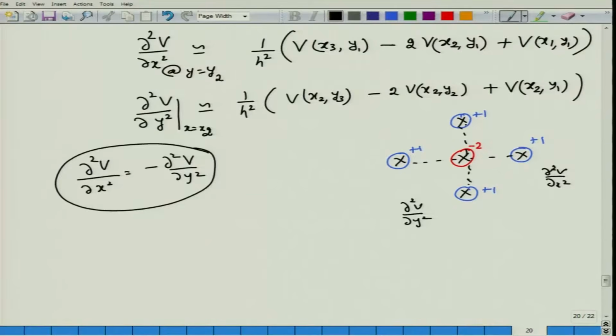So this is where I am going with this one, so I get x2 y3 and x2 y2 and x2 y1. So now when I add up all the terms and then apply this particular condition, what I get is v of x3 y2 plus v of x2 y1, or rather y3, minus 4 times v of x2 y2. So this is x2 and y2, so this is y1, this is y2, so this is x2 y2, so it would be minus 4 times.